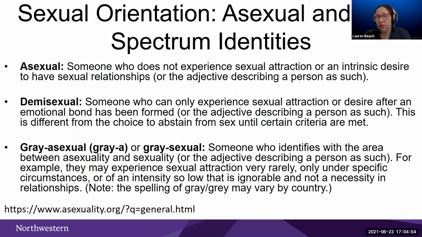And this is different from the choice to abstain from sex until certain criteria are met. So that's an important distinction. There's also gray sexual or gray A, gray sexual, depending, there's a few different ways people use this term. But this is somebody who may experience sexual attraction at times and not at others. They may experience sexual attraction only rarely or at a low intensity.